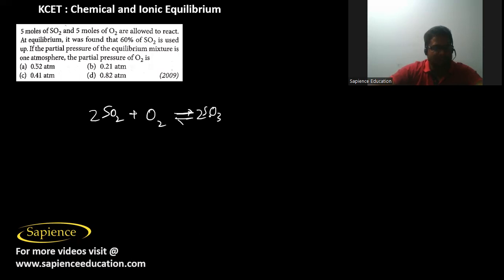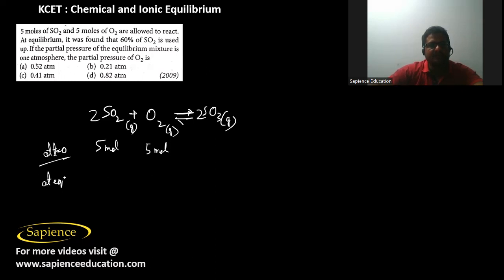Two SO2 plus O2 will give 2 SO3, and all are gases. At T equal to 0, initially 5 moles of SO2 and 5 moles of O2 are taken. At equilibrium, it is found that 60% of SO2 is used up. So 0.6 times 5, that is 3 moles, has been used up. So we have 2 moles at equilibrium.